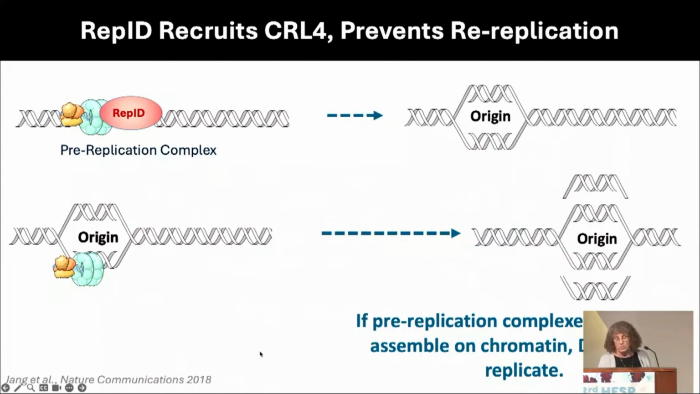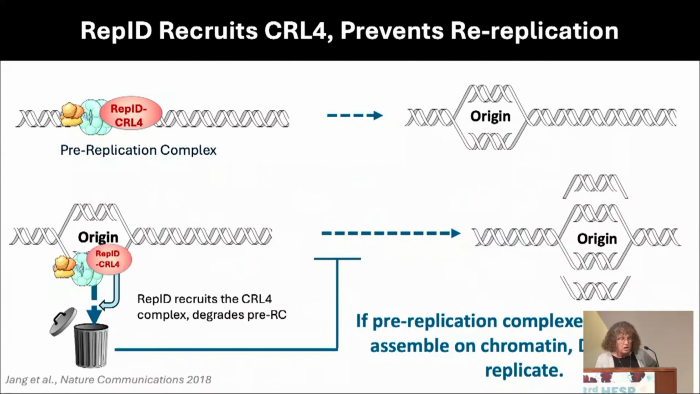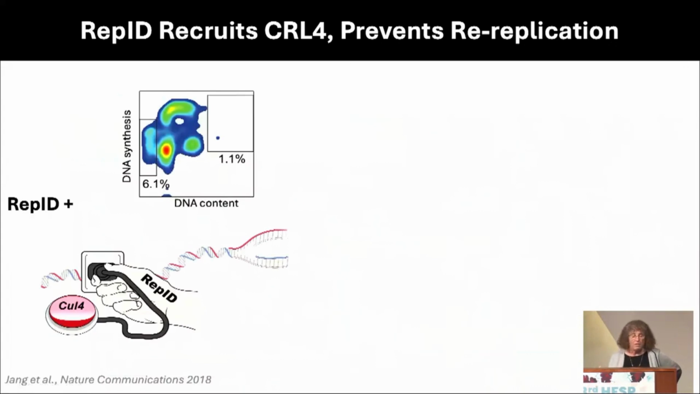And that is deleterious, because then we will have extra pieces of DNA, extra fragments of DNA in the cell, and they can activate DNA damage responses. RepID recruits the CRL4 ubiquitin ligase, and that CRL4 ubiquitin ligase degrades the pre-replication complex, so basically blocks this interaction. And we have shown that RepID is indeed important to prevent re-replication at the cellular level.